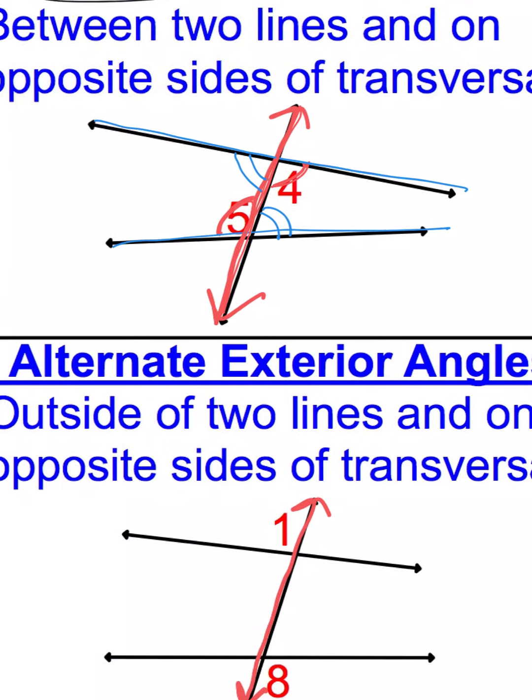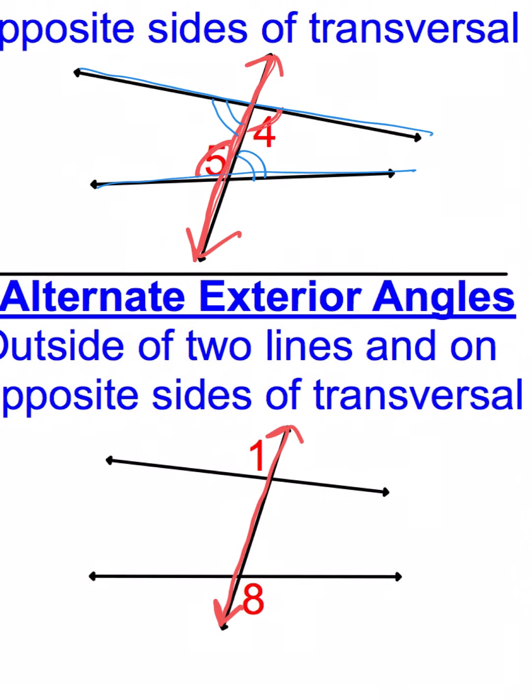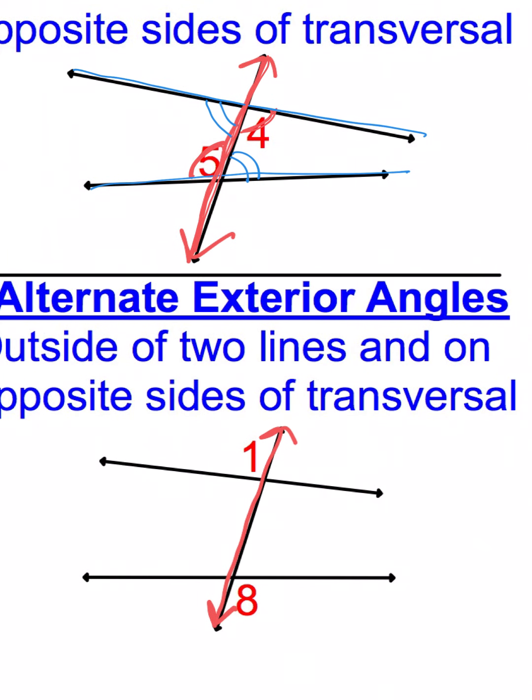Now, right below it, we have alternate exterior angles. As you guys can see, hopefully, they're both on different sides, right? They're both on each different side of that transversal, but this time it's exterior because it's on the outside of these 2 lines. So I've got an angle 1 that's on the outside and on the left, and 8 is on the outside on the right.